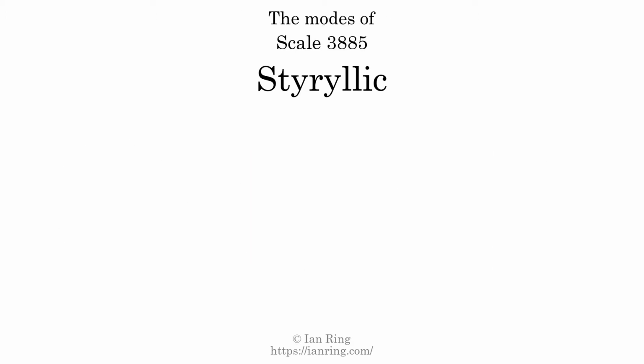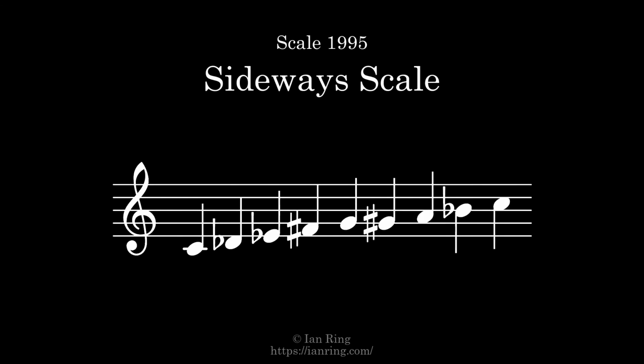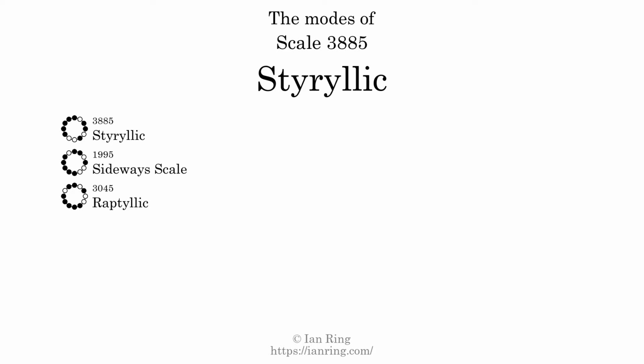This scale has 8 modes. The first mode is itself. The second mode is scale 1995, also known as sideways scale. It sounds like this. The third mode is scale 3045, also known as Raptilic. It sounds like this.